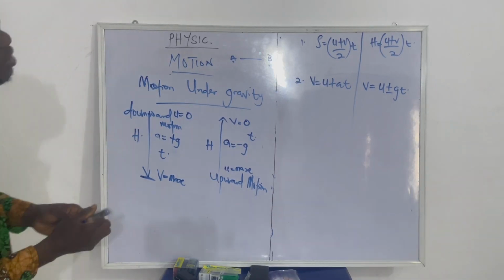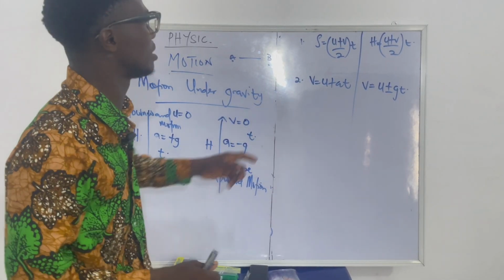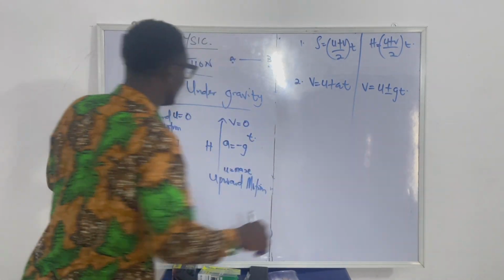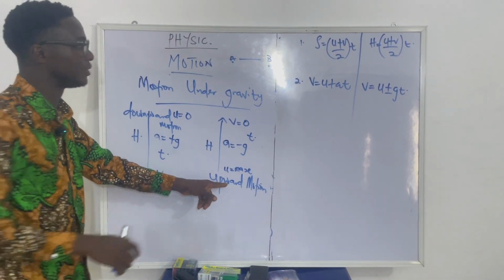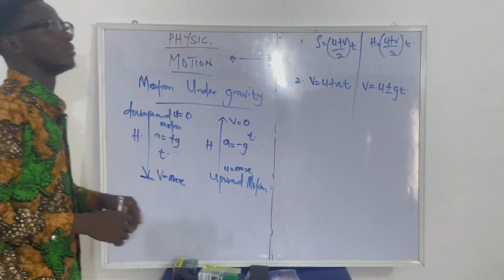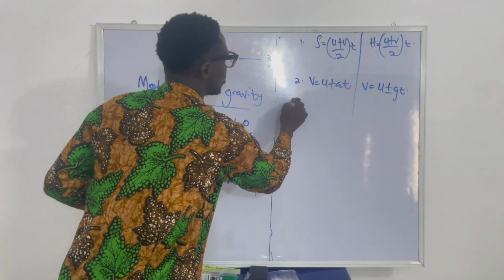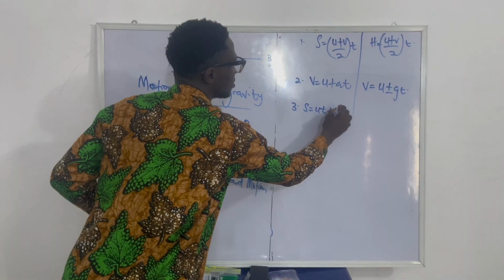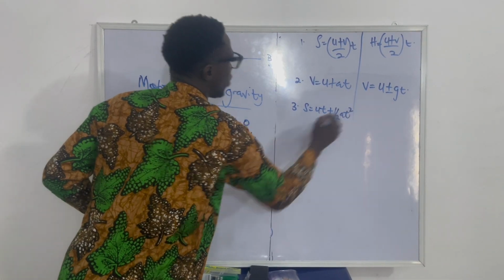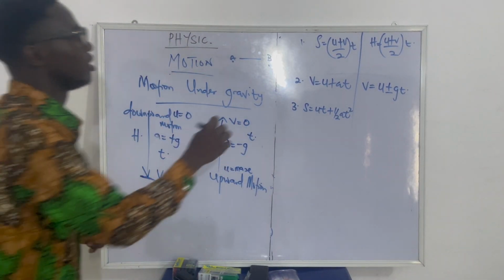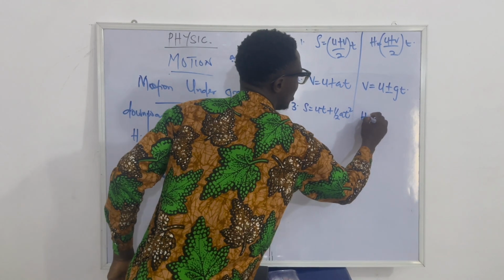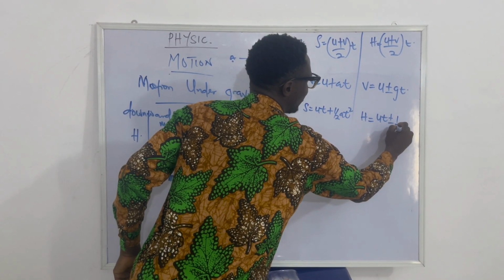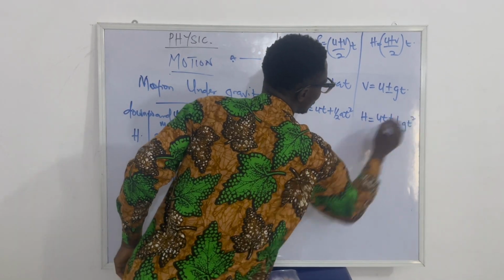Now, the reason why I'm putting plus or minus is this. For downward motion, we know that g will be positive. For upward motion, g will be negative. Are we together? So the third one, s equals ut plus half at square. For this, it will be h equals ut plus or minus half gt square.